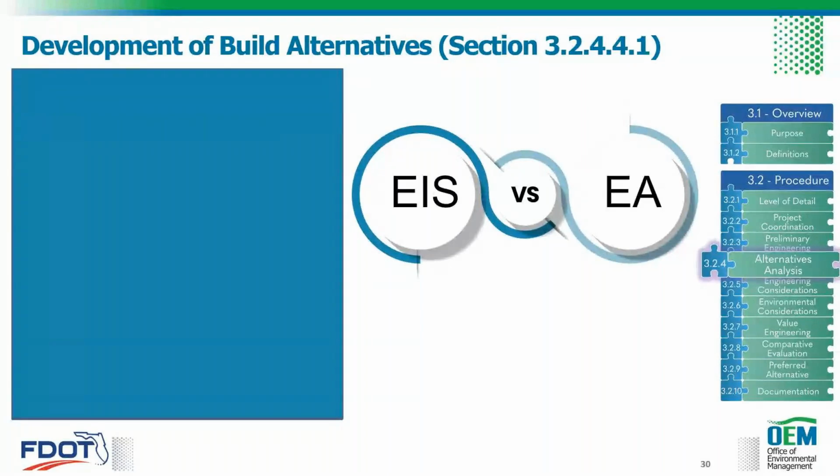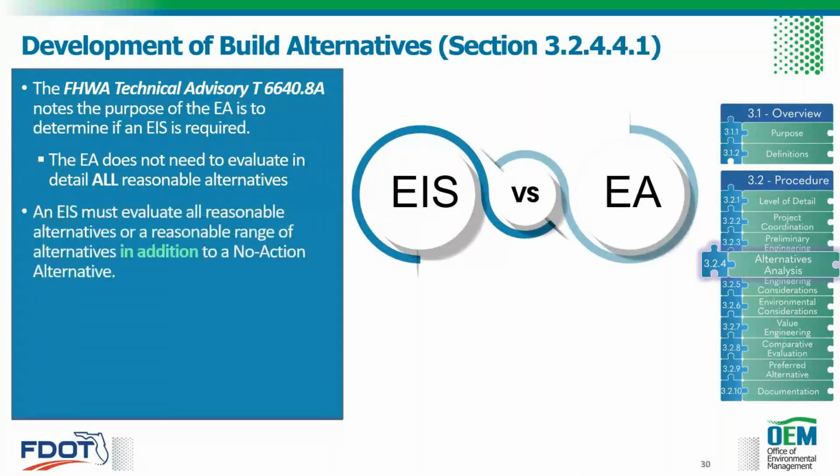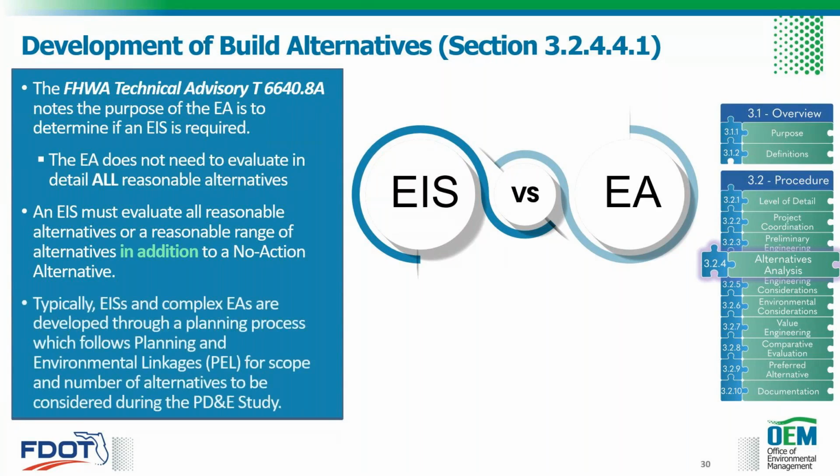Continuing on for the development of build alternatives, FHWA notes the purpose of the EA is to determine if an EIS is required. So the EA does not need to evaluate in detail all reasonable alternatives, whereas an EIS must evaluate all reasonable alternatives in detail in addition to the no-action alternative. So in an evaluation of alternatives, you may start by a high-level screening of a broad number of improvements, concepts, or TSMNO strategies to eliminate unreasonable or non-viable alternatives from further detailed analysis. The high-level screening process can be used to quickly identify and evaluate the performance of various improvements and design concepts.